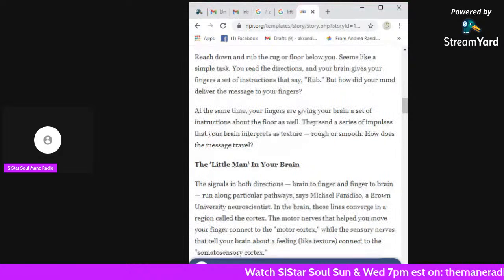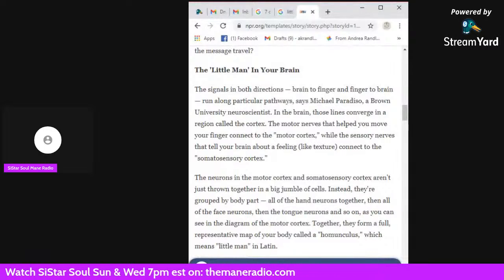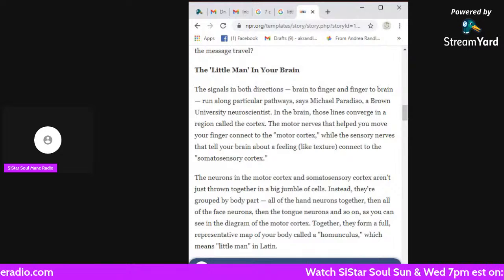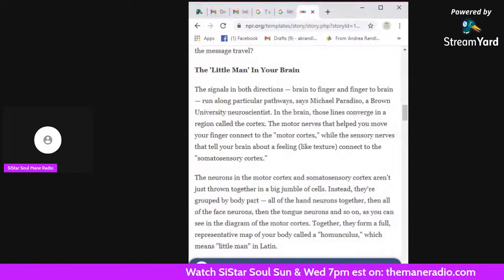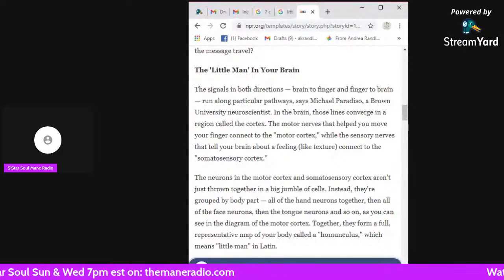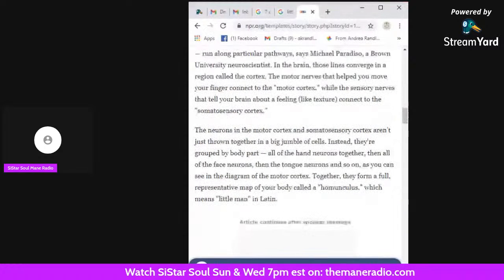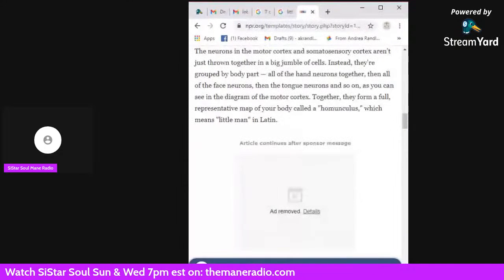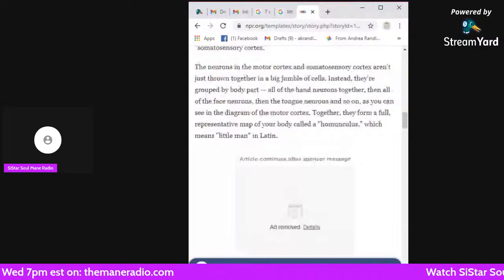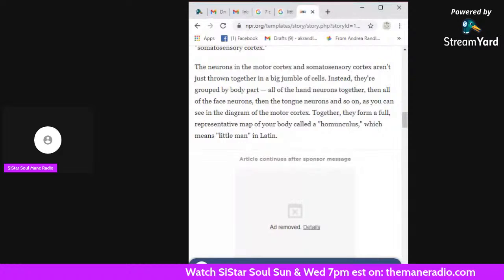The signals in both directions, brain to finger and finger to brain, run along particular pathways, says Michael Paradiso, a Brown University neuroscientist. In the brain, those lines converge in a region called the cortex. The motor nerves that help you move your finger connect to the motor cortex, while the sensory nerves that tell your brain about a feeling or a texture connect to the sensory cortex. This is very important. And why? Because right now with the coronavirus, it is attacking our senses. So why is a virus attacking your senses? Because it was meant to in that way.